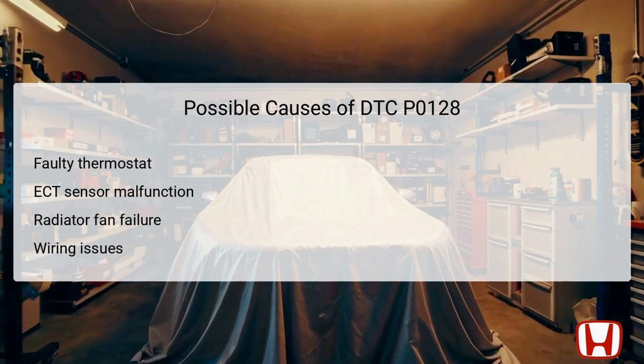Additionally, a malfunctioning engine coolant temperature (ECT) sensor might incorrectly report the engine's temperature to the ECU, leading to erroneous readings and subsequent code triggering. A failure of the radiator fan can also contribute to insufficient cooling, particularly during idle conditions or low-speed scenarios. Lastly, wiring issues such as worn-out or damaged connections could lead to improper signaling between sensors and the ECU, leading to this DTC being set.